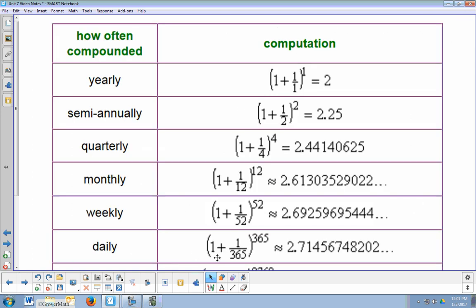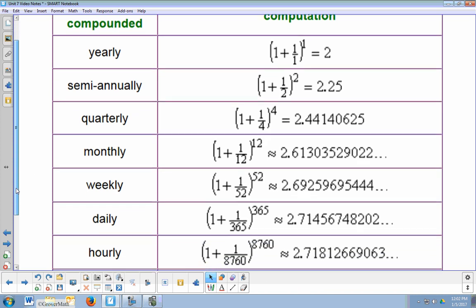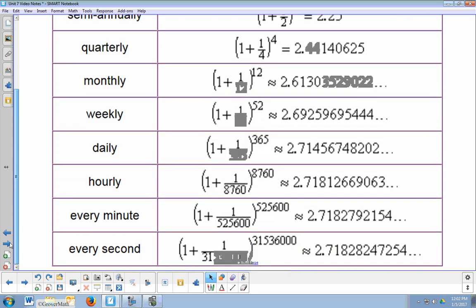You don't have this on your paper, so just take a look at it. You don't need to write any of this down. But what this is showing is, let's simplify things. What if our principal was just 1 and our rate is 100%, so 1, and we just want to see what is the difference of compounding yearly, that's once a year, semi-annually, twice a year, quarterly, 4 times a year, monthly, 12 times a year, and so on, weekly, daily, hourly, every minute, every second.